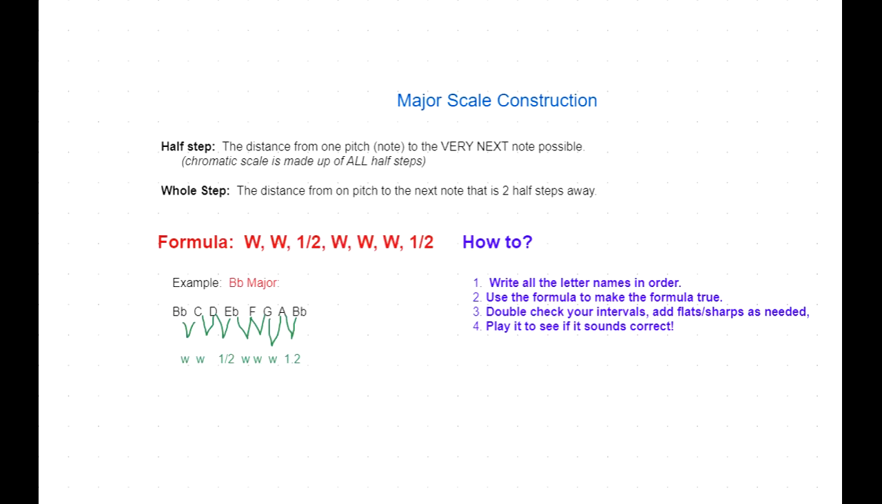Step number 3, double check your intervals. Make sure that they really are whole steps and half steps in the right places. If they're not, add your flats and sharps to make it true. And then the next thing I would do is to play it on your instrument. Play exactly what you wrote, not what you have learned before, right? And see if it actually sounds like a major scale. Okay, then you're done.